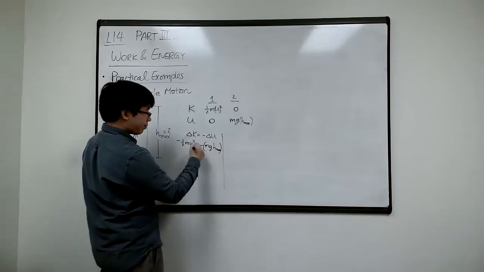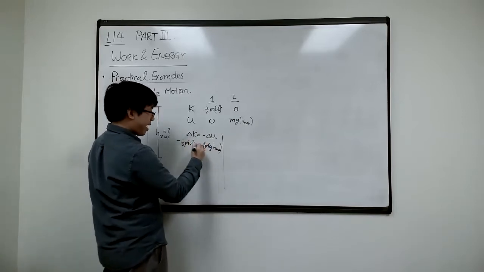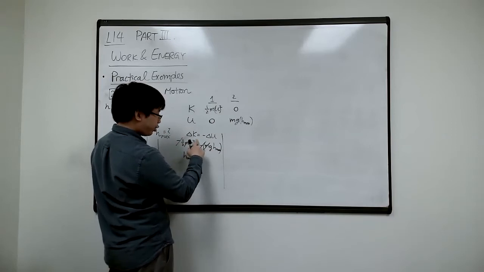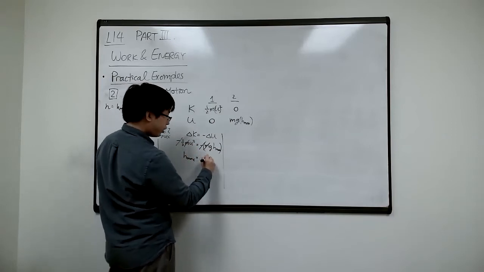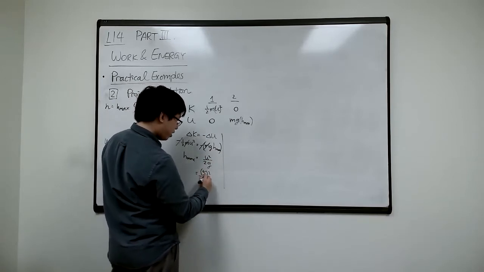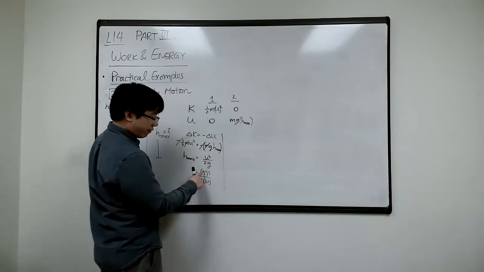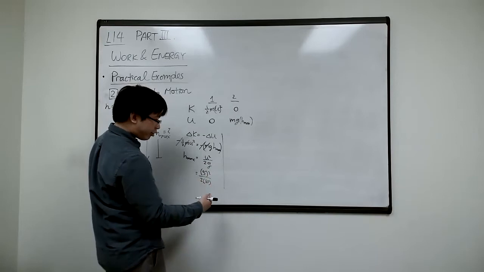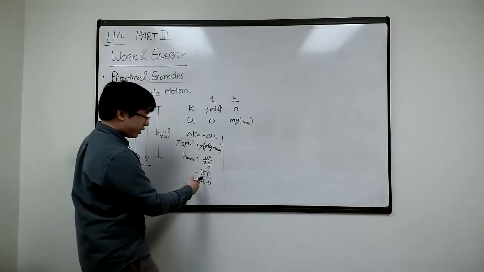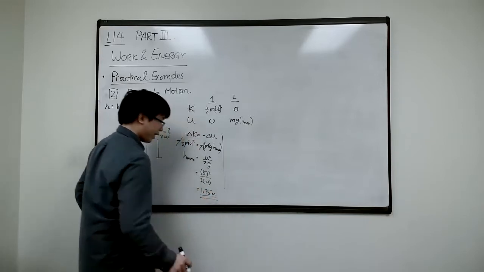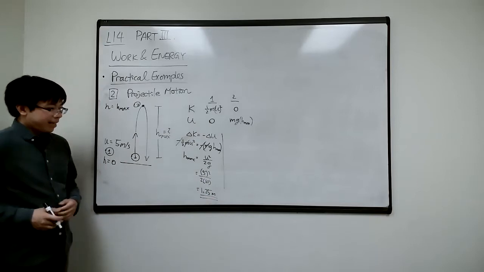So you can cancel the m's and the minus as well, get rid of that. So h max is one half u squared divided by g, right? So u squared divided by 2g. Okay, now you can plug in the numbers. 5 squared over 2, with g as 10. So that's roughly 25 divided by 2, so that's 12.5, divided by 10 as well. So that's 1.25 meters.